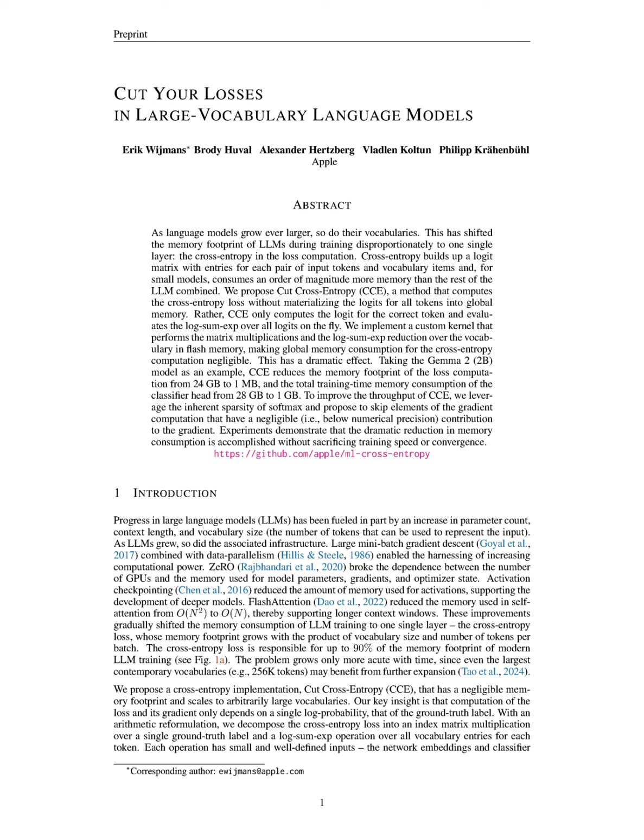This reformulation allows CCE to avoid materializing the large intermediate logit matrix in GPU memory, instead computing logits on the fly in SRAM using custom CUDA kernels. The result is a cross-entropy computation that maintains a negligible memory footprint while ensuring efficient forward and backward passes, thus optimizing both memory usage and computational speed.